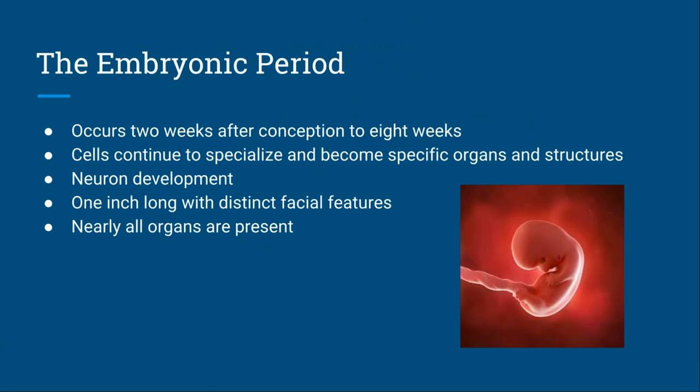Once the cells are firmly attached to the uterus, they become an embryo. This starts the embryonic period, which occurs 2 weeks to 8 weeks after conception. During the embryonic period, cells continue to specialize and form different organs and structures. Neurons also begin to develop during this stage. By the end of this 6-week period, the embryo will be approximately 1 inch long and have distinct facial features, and nearly all the organs will be present. However, they are not fully functional.